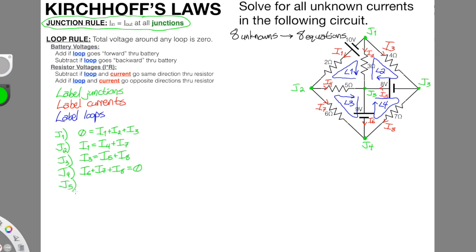Lastly, we have junction 5, where currents I2, I4, and I5 come in, and I6 goes out.